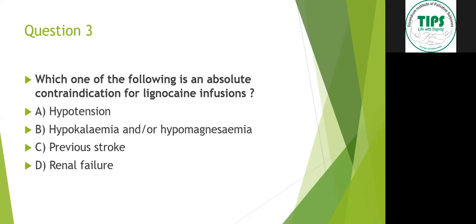B. Hypomagnesemia. Good. Hypotension, no, it's not A. B. The doctors here say it's B. No, renal failure. Okay, it's B. B is the correct answer. No, it's hypokalemia and hypomagnesemia. Next slide.